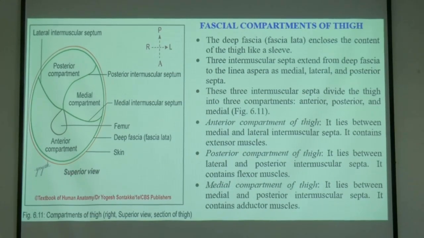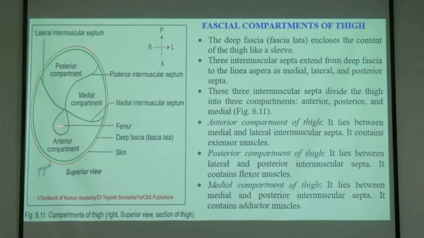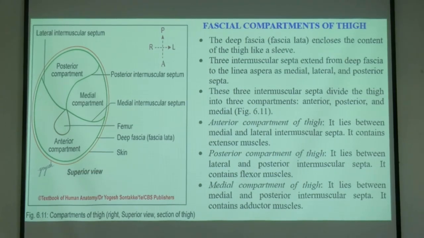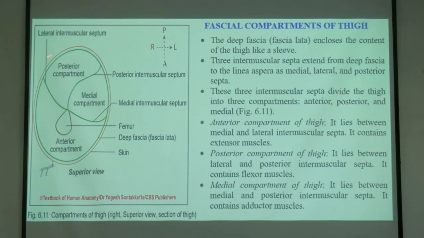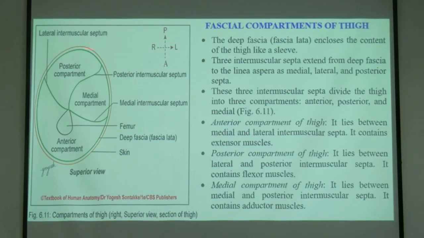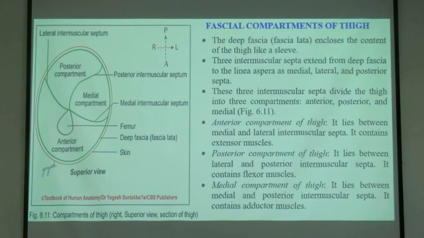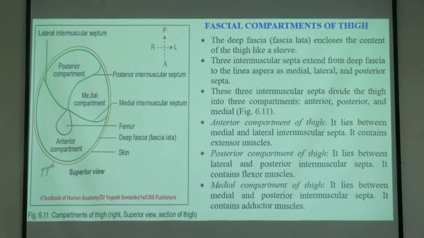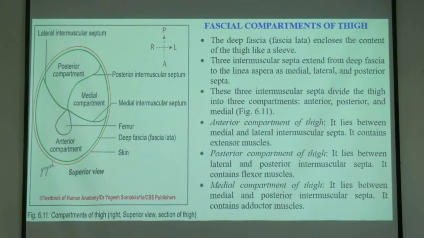Anterior compartment we will discuss today. The anterior or extensor compartment lies between the medial and lateral intermuscular septum and contains the extensor muscles, quadriceps femoris. In between the lateral and posterior intermuscular septum is the posterior compartment, where the hamstring muscles lie. And here is the medial compartment, in between the medial intermuscular septum and the posterior intermuscular septum. It contains the adductor group of muscles.